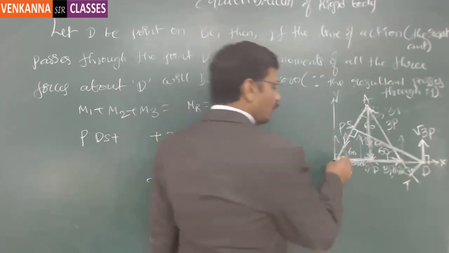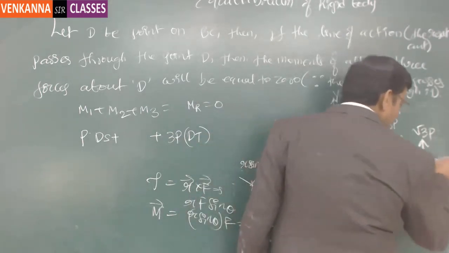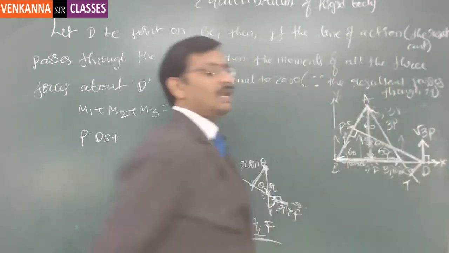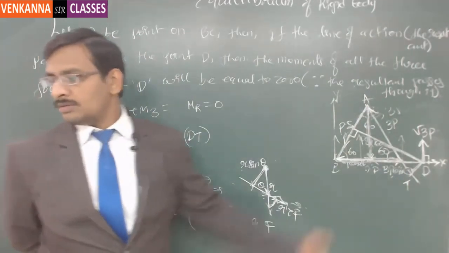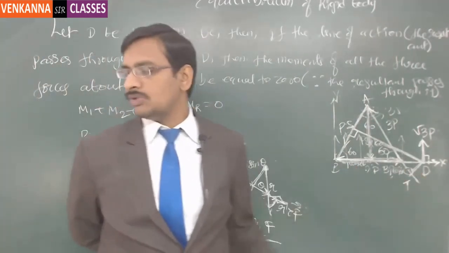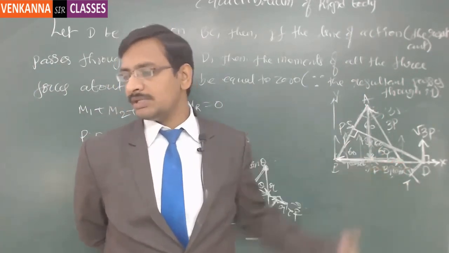Now there is one more force, this horizontal force. This is passing through the point D. Then what will be the moment of that particular force? Moment of the force BC. So this will be 0. We don't need to consider this particular force because the moment is anyway 0.